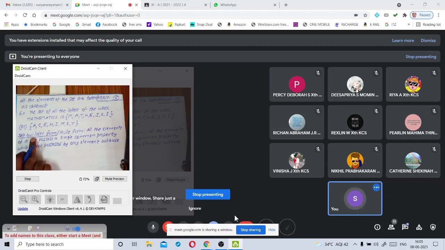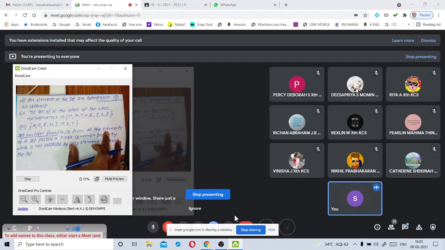See this method, my dear children, set builder form or rule form. In this method, first of all, we have to observe what is the common property possessed by all the elements of a set.